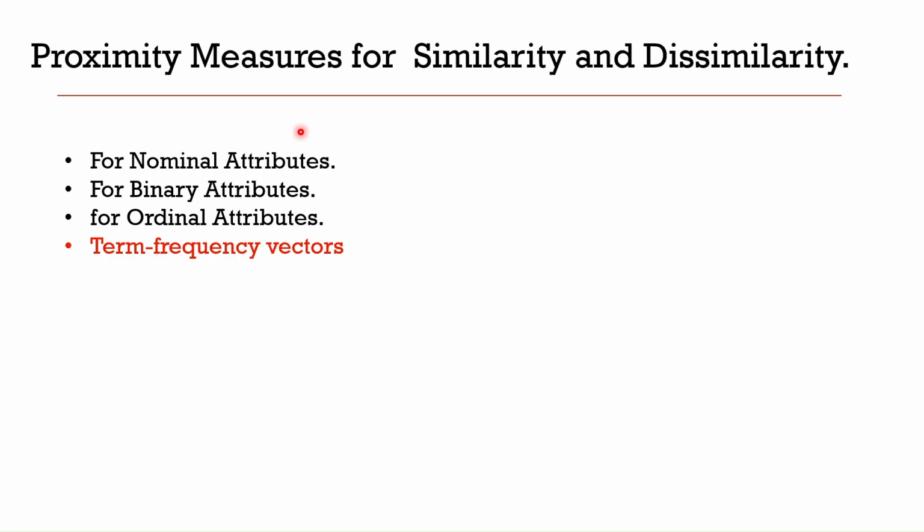Welcome to CSC Dreamers. Today we are going to learn about proximity measures and the similarity and dissimilarity for nominal attributes, binary attributes and the ordinal attributes. And the other method is term frequency vectors.